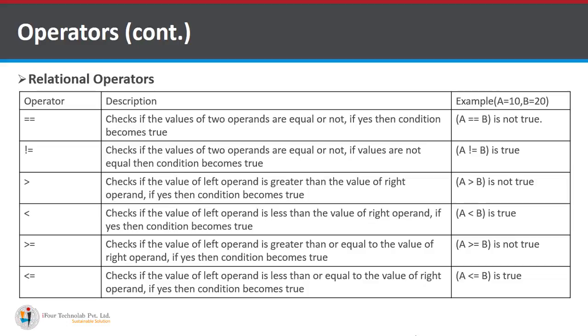Next is less than or equal to. It checks if the value of the left operand is less than or equal to the value of the right operand. So here 10 is less than or equal to 20. 10 is not equal to 20, but yes, 10 is less than 20. So it will return true.